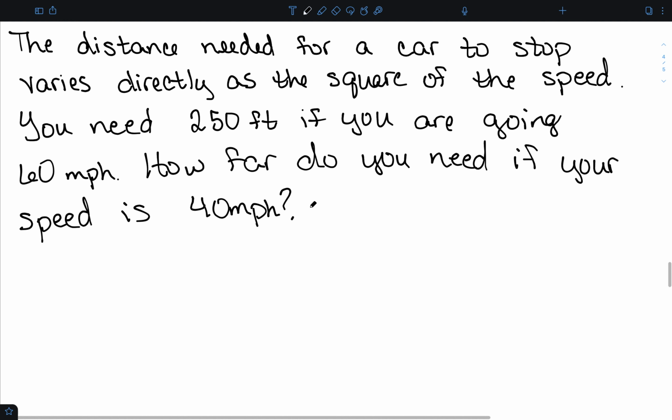The distance needed for a car to stop varies directly as the square of the speed. You need 250 feet if you were going 60 miles per hour. So how far do you need if your speed is 40 miles per hour?